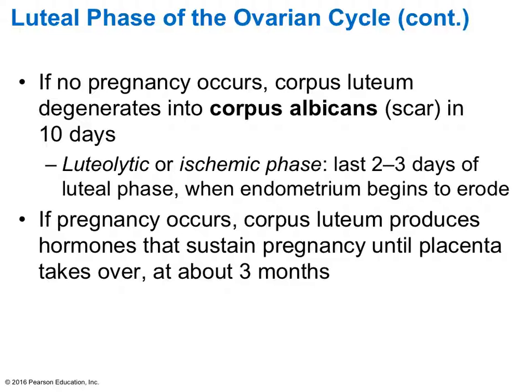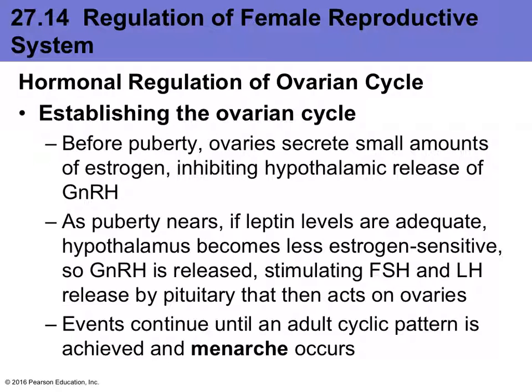If there is no pregnancy, then the corpus luteum is going to degenerate. And again, if there is a pregnancy, then the progesterone and the estrogen that the corpus luteum is producing is going to help maintain that pregnancy. Eventually, the placenta will take over, producing the hormones that are required. The events of the ovarian cycle are under hormonal regulation. It's the rising and falling levels of hormones that drives the production of the oocyte and development of the follicles.